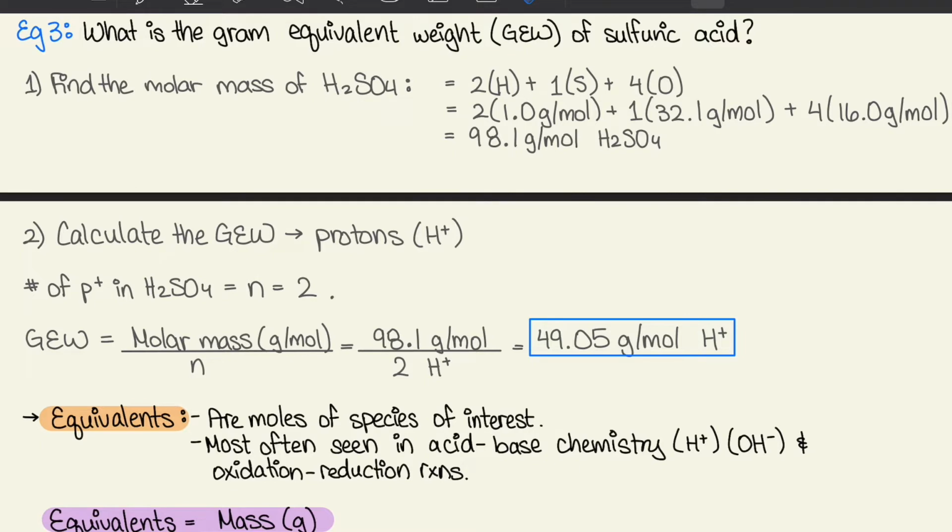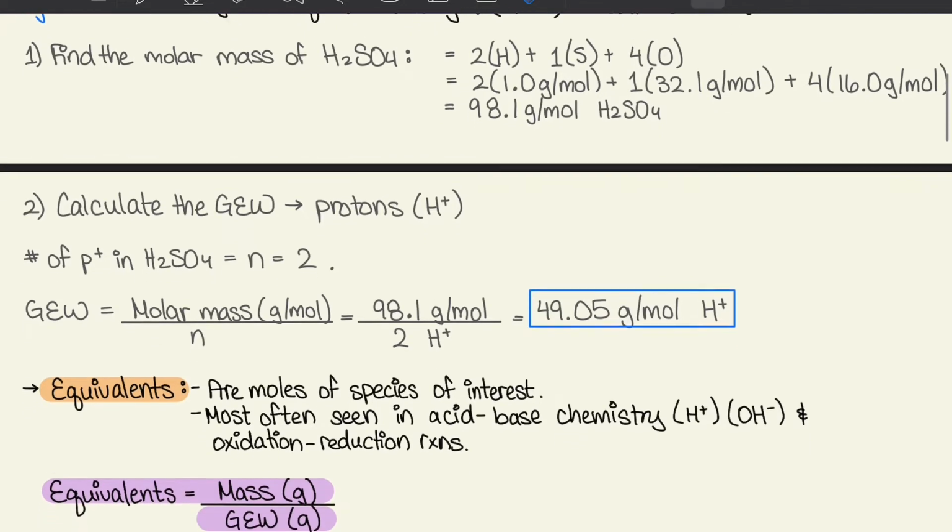And because H2SO4 has 2 hydrogens, so N is 2, we're going to go with the molar mass that we calculated before. So it's 98.1 grams per mole over 2 hydrogen ions. That should give us a total and final answer of 49.05 grams per mole of hydrogen ions. And that's how you answer that.